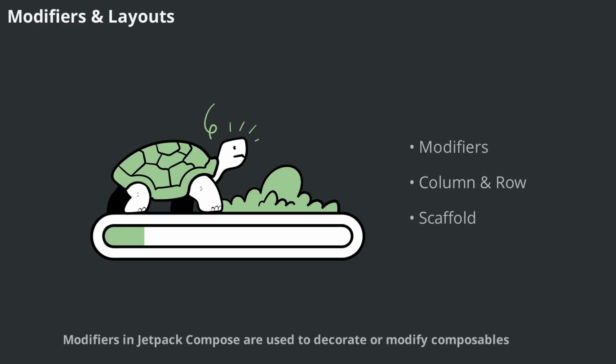Modifiers in Jetpack Compose are used to decorate or modify composables, such as setting padding, background, or click behavior. Layouts like Column, Row, and Scaffold help structure your UI. Interviewers may ask you to use or explain modifiers and layouts in Compose.